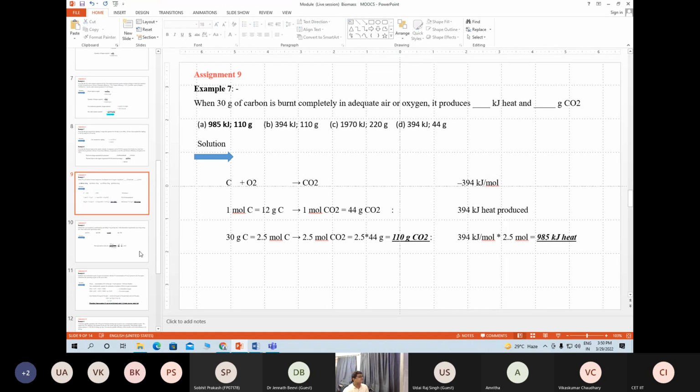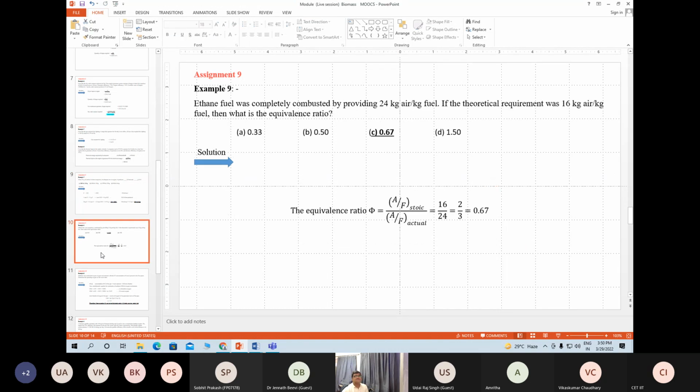So likewise, I have given very simple example statements. This is also one of the simple examples here. All the values are given, whether it's the air to fuel value, the theoretical air requirement, or the combustion value required for the specific case. This is already given in the particular example. We just have to calculate the equivalence ratio.